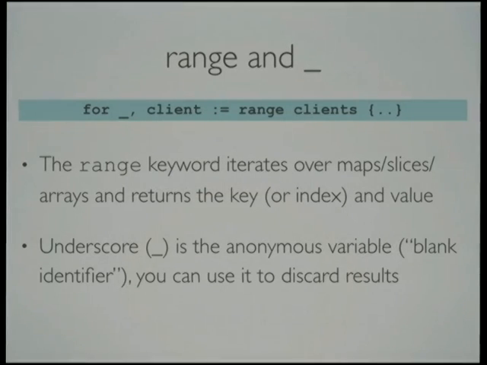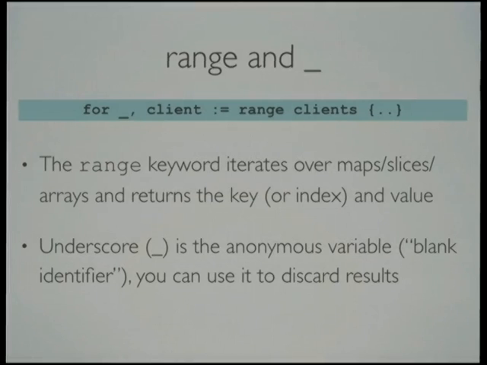The question was, is it possible to create your own iterables? I don't know offhand if reflection can define a type that does that. Since you can create slices and arrays and maps of any type, it's a little less useful. But I feel like there is. You could have a goroutine that you range over, but I'm not sure offhand.